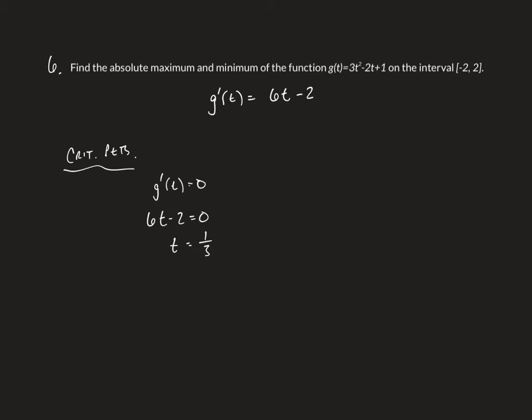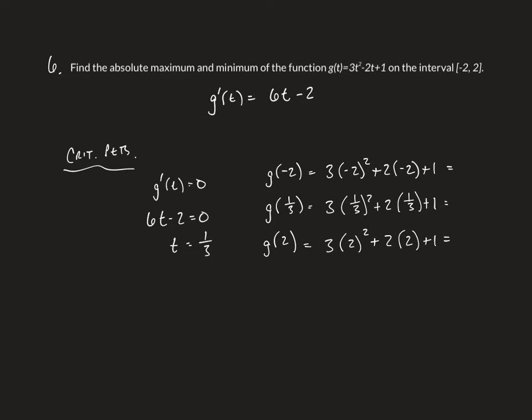So we're going to need to find the position of g of t, not of g prime of t, but of g of t at -2 and at 1/3 and at 2. All right, so I've plugged those in there. Ooh, I've actually got a mistake in our signs. These should all be subtraction signs. That's going to be an issue.